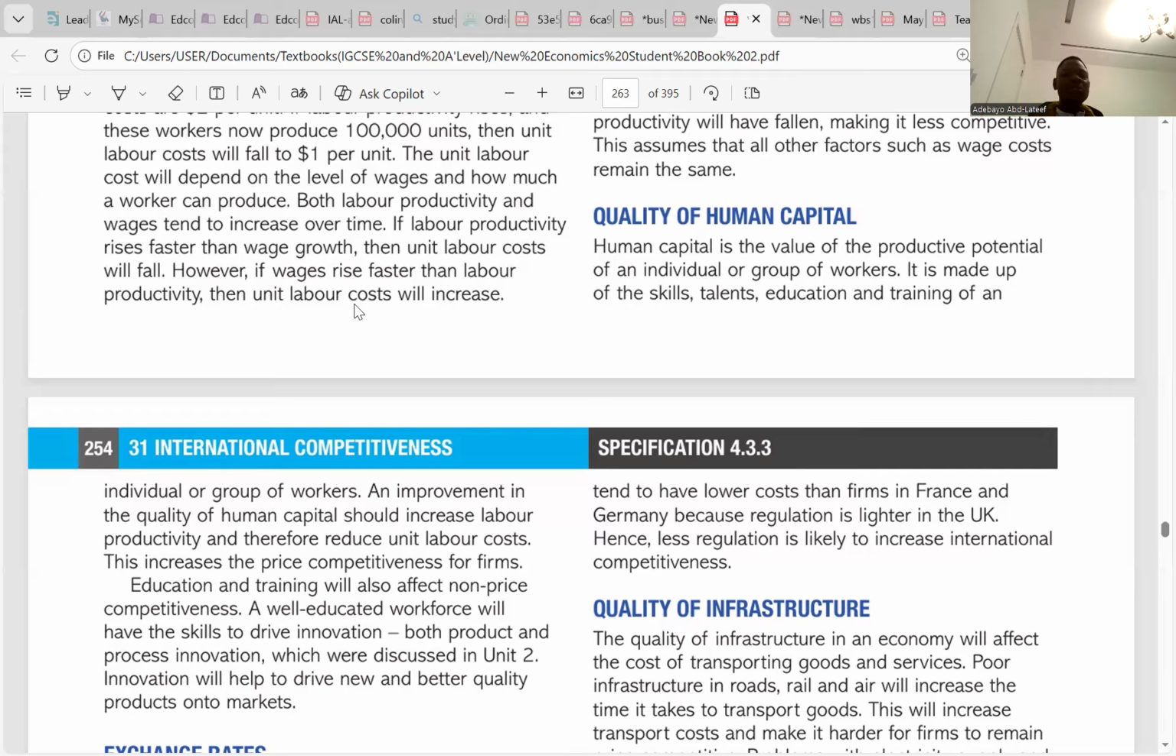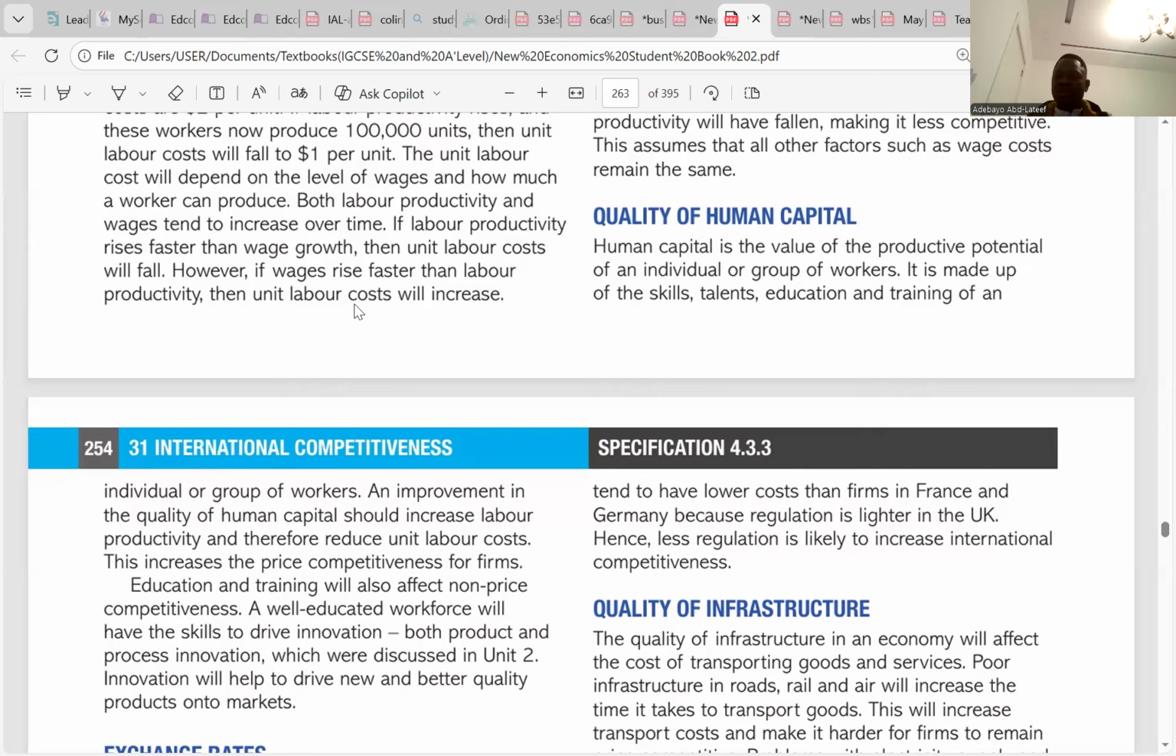And what improves the human capital? Skills, talents, education, and training improve human capital. So if the human capital of a country or of an economy is increasing, it simply is improving. It simply means the quality of human capital is also going to increase labor productivity. And if labor productivity is increasing, it reduces the labor unit cost.